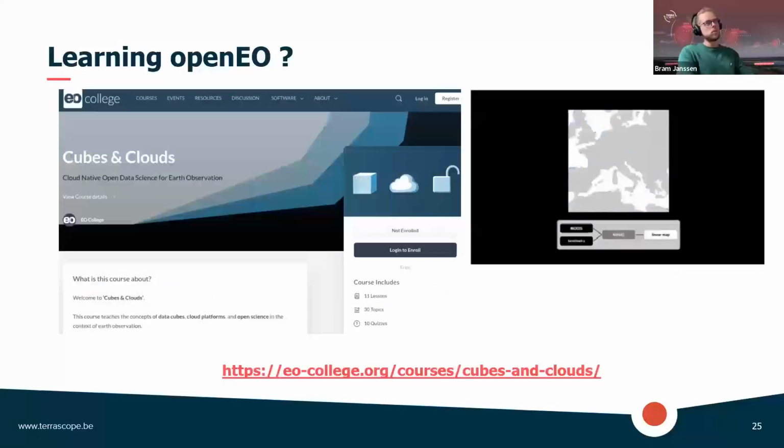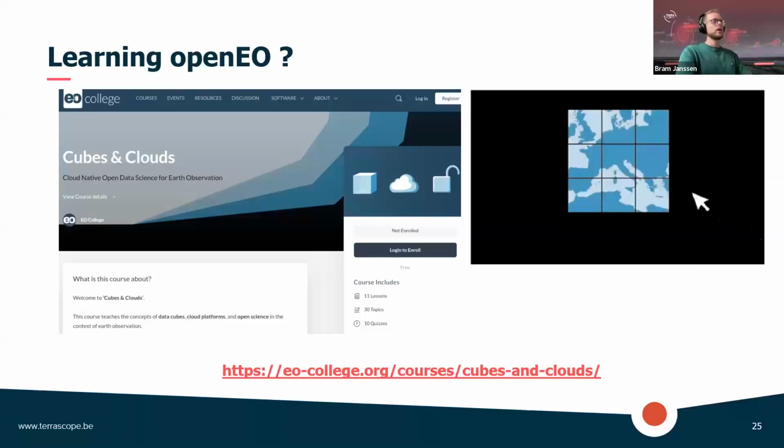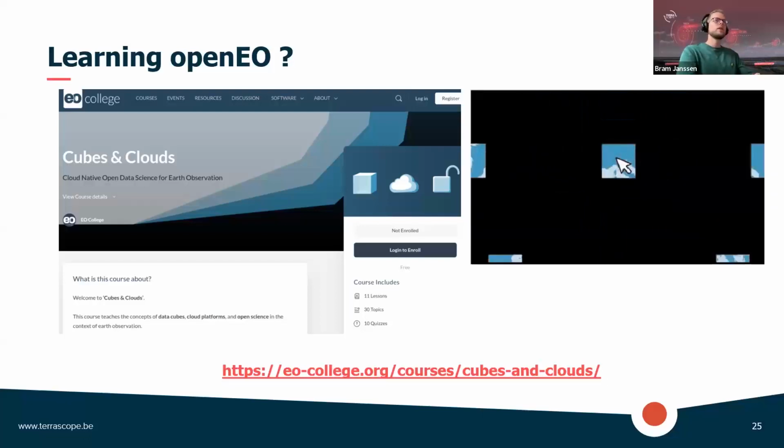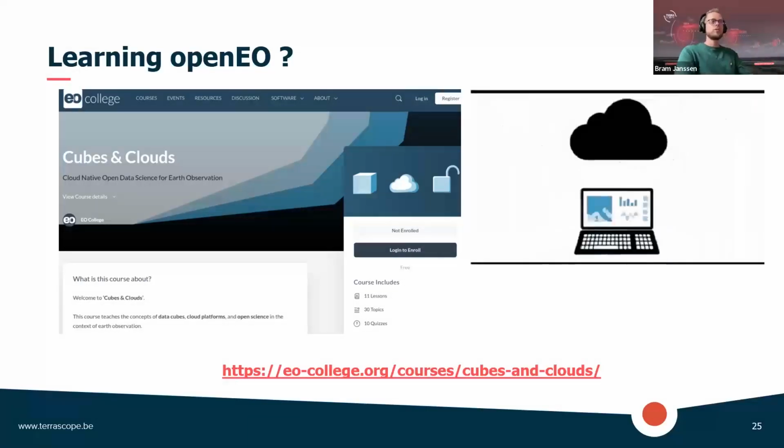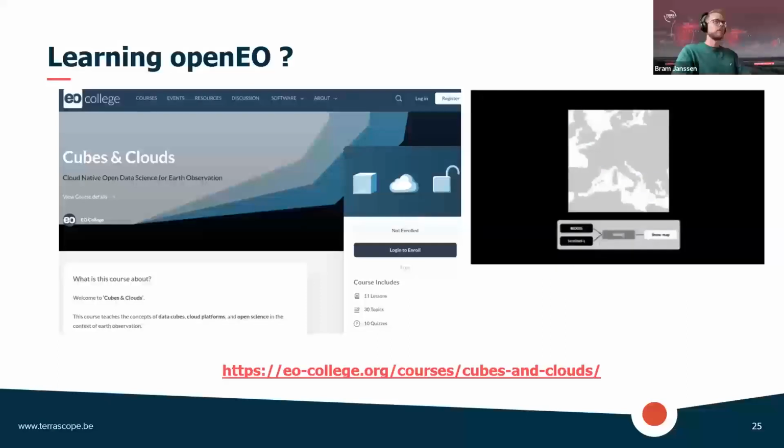So what if you want to learn a little bit more about openEO? For starters, we would recommend starting with one of the online courses that has recently been launched, which is called Cubes and Clouds. This online course gives you a short introduction on the main concepts that are also part of openEO, which are data cubes, cloud platforms, and open science. So if you follow this course, you already get a grasp of the base concepts that are very important when you start using openEO.